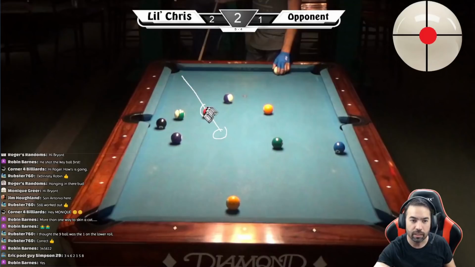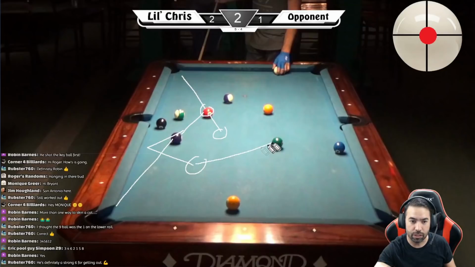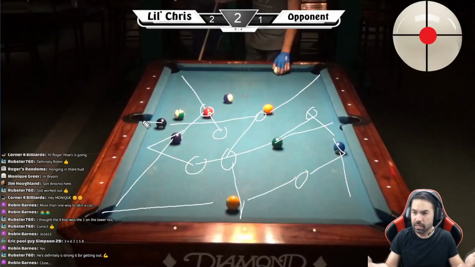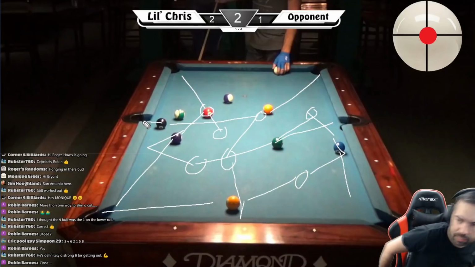Now we have to roll this way to get position on the 6, roll forward to get position on the 2, come down to get position on the 1, and then roll up to the middle of the table to get position on the 5, and just stop the cue ball here, so that we can play the 8 into the side pocket, right? Is that pretty much what you had in mind, Eric?